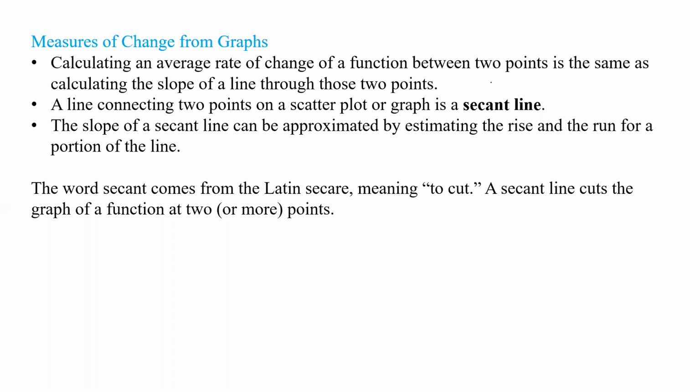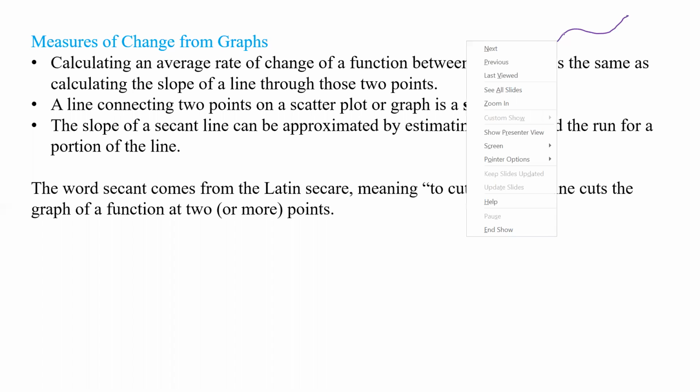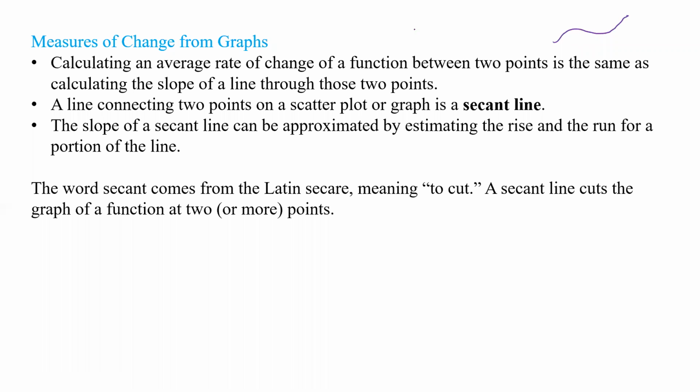Let's see if I can. If we had a graph, something like that, and we wanted to find that average rate of change, it would go from maybe that point to that point. We're just going to basically draw a line and find the slope. It's going to be the rise over the run. So that line that we connect those 2 points with is actually a special line. It's called the secant line.